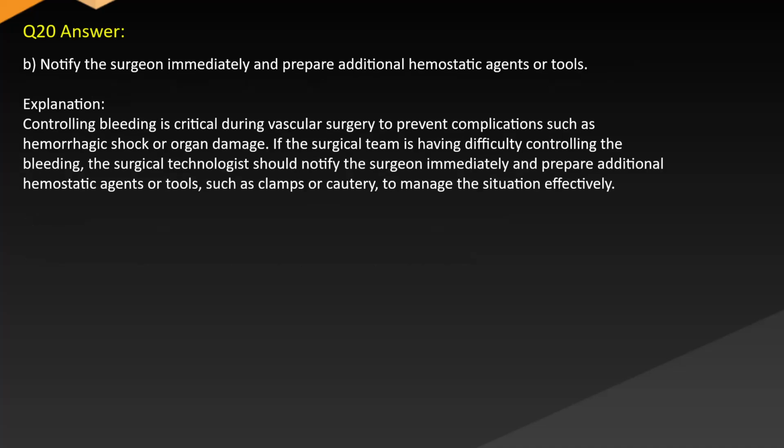Answer B. Notify the surgeon immediately and prepare additional hemostatic agents or tools. Explanation. Controlling bleeding is critical during vascular surgery to prevent complications such as hemorrhagic shock or organ damage. If the surgical team is having difficulty controlling the bleeding, the surgical technologist should notify the surgeon immediately and prepare additional hemostatic agents or tools, such as clamps or cords, to manage the situation effectively.